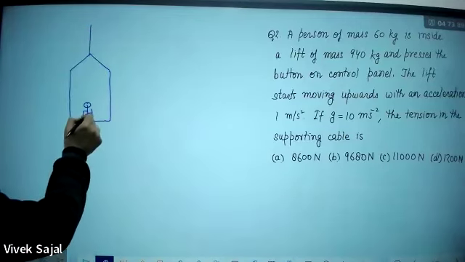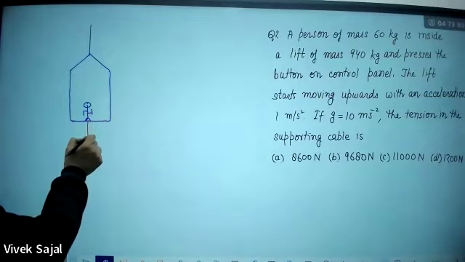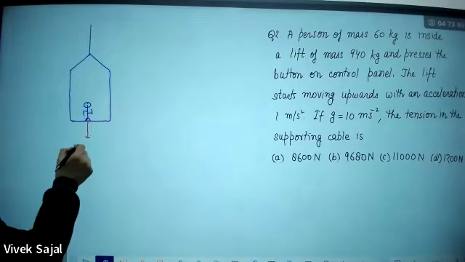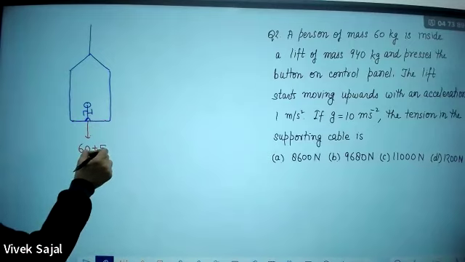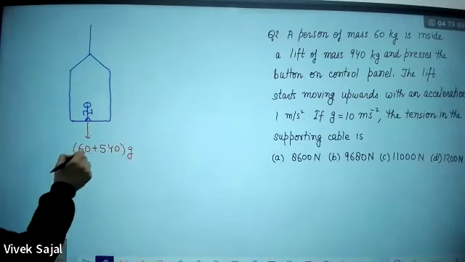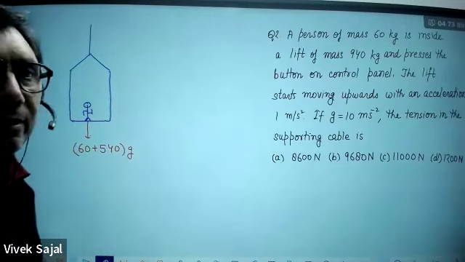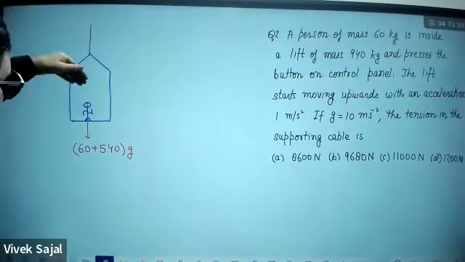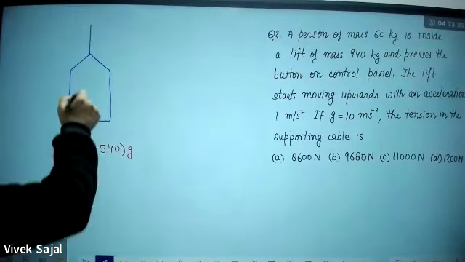So the weight of this person and this lift together is acting in the downward direction. So this will be (60 + 540) g. This is the weight of the person as well as of the lift. So together their weight is acting in the downward direction.